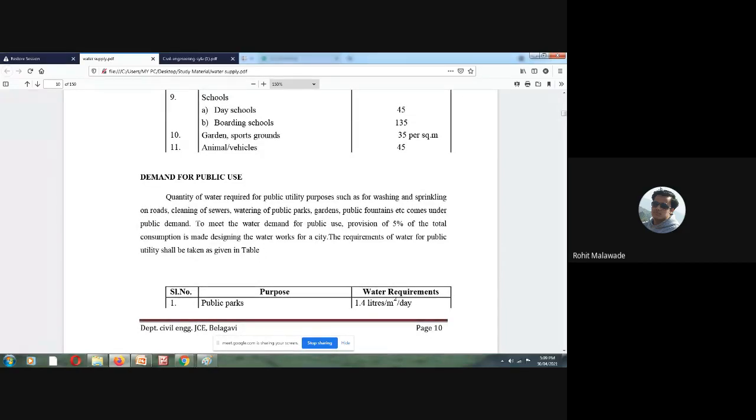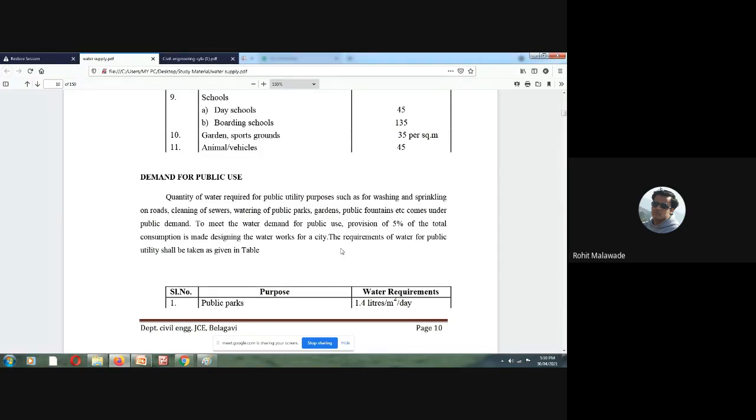Now, when we call the demand for public use, here we are going to consider the cleaning of sewers, right? Here, washing and sprinkling of roads, cleaning of sewers, watering of public parks, gardens, right? Fountains, right? All these will come into this particular category, that is the demand for public use. Here we are also going to consider the public latrines or public WCs. So all the establishments for the public usage will be considered under the demand for public use.